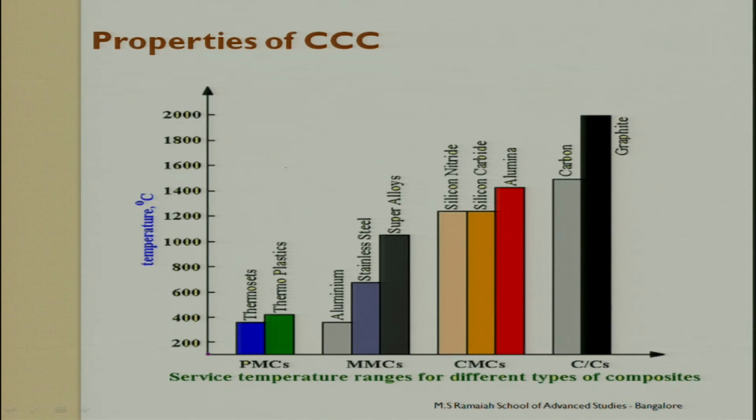Look at carbon-carbon composite, it can go up to 1500 degrees Celsius service condition easily, and when you do a graphitization, when it is graphite, it can go up to 2000 degrees Celsius. So, this makes it a very viable matrix for high temperature applications.